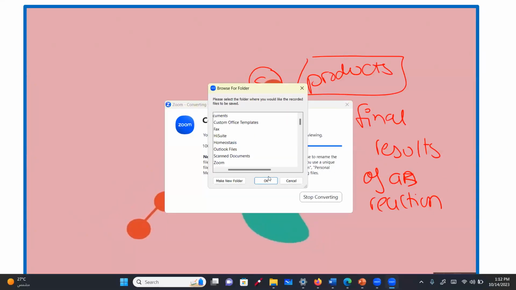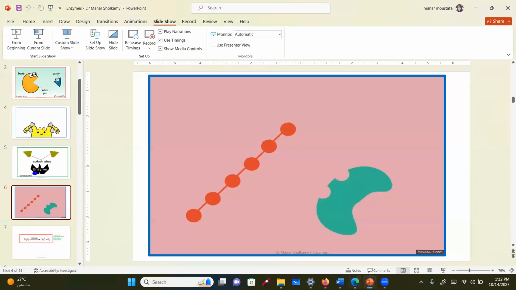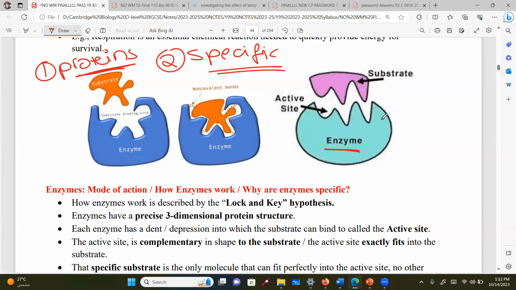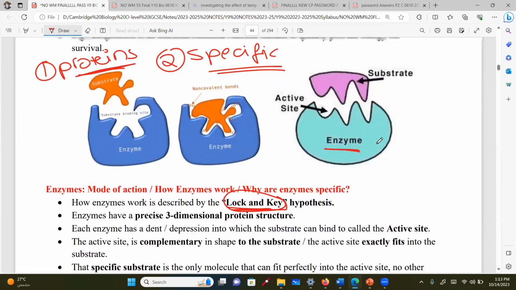If you notice, I don't want you to memorize anything. I want you to understand. Understanding makes life very easy. So enzymes, mode of action, how enzymes work. What we just described is a hypothesis or a theory in biology known as the lock and the key theory. This is very easy to describe.